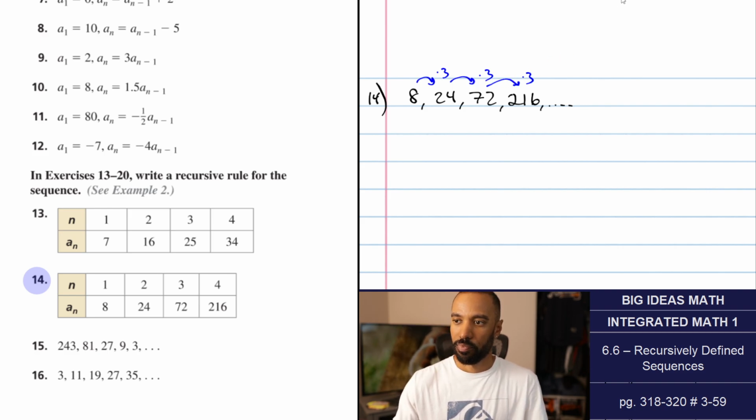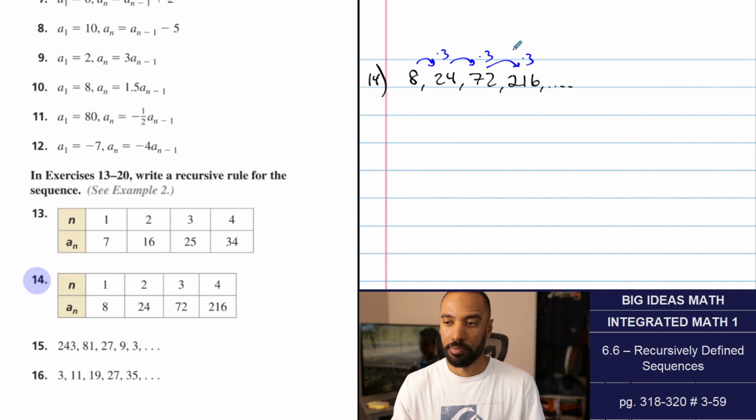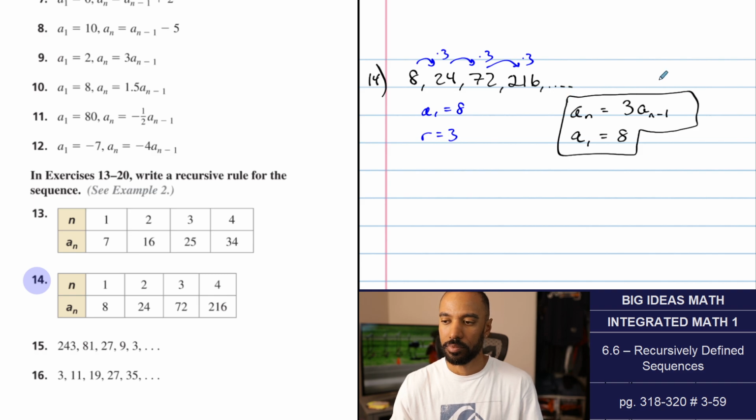So, multiplying by 3 each time, you do have a first term of 8 and a common ratio of 3. So from there, you take the term before and multiply by your common ratio. So like that, noting that our first term is 8. Like so.